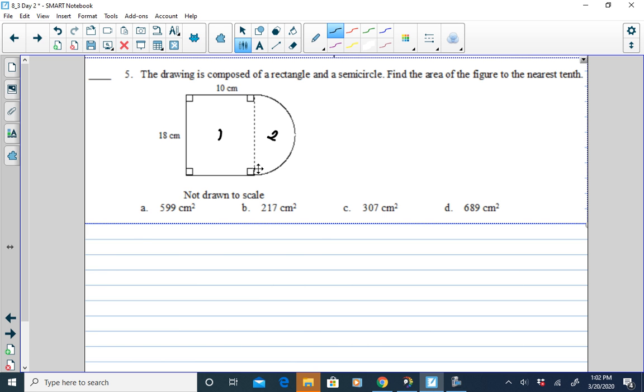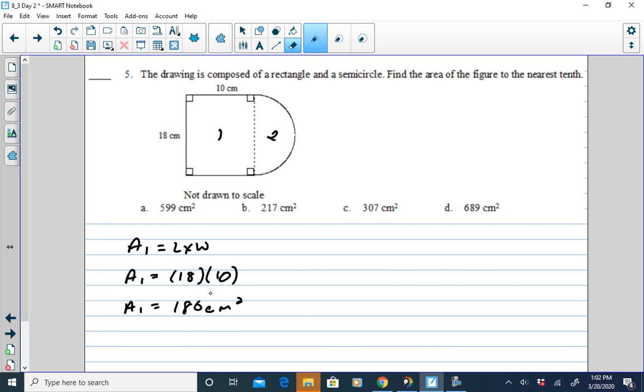So we're just using those two formulas, right? Area 1, we're going to use length times width because it's a rectangle. So area 1 is going to be equal to the 18 times the 10. Right? So area 1 is going to be equal to 180. These are square centimeters, right? That should be 180. I want to make that a little neater, right? So that should be 180 square centimeters. Area 2 is a semicircle.